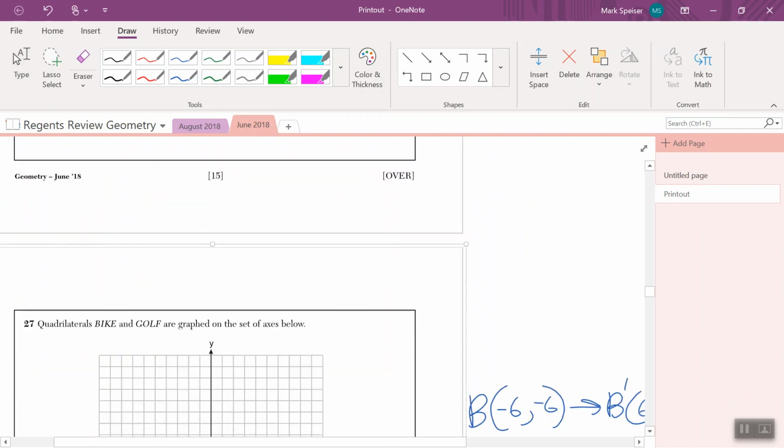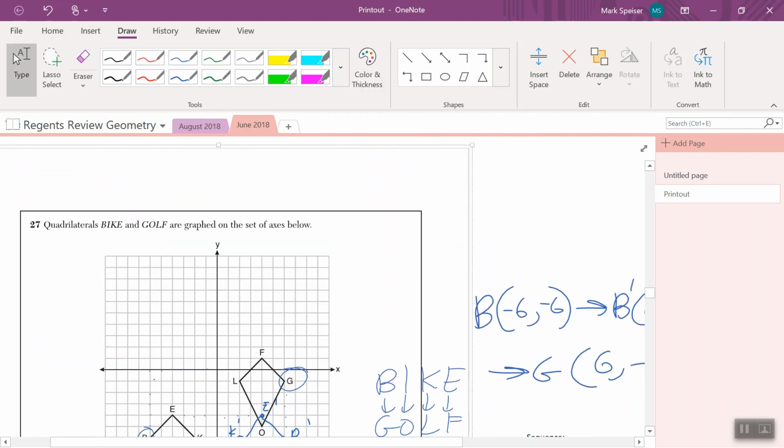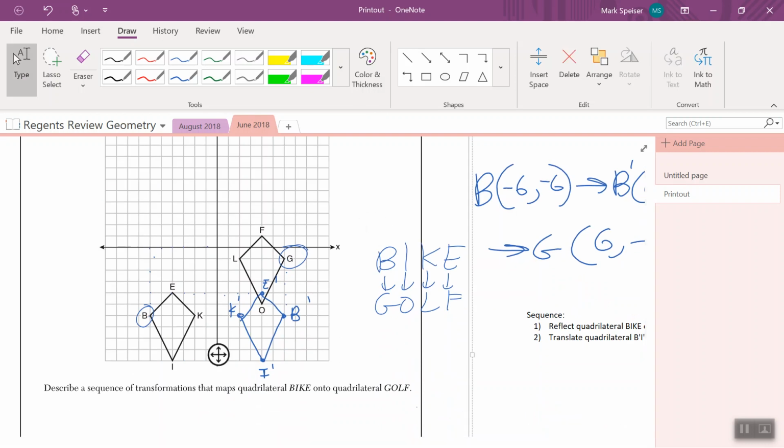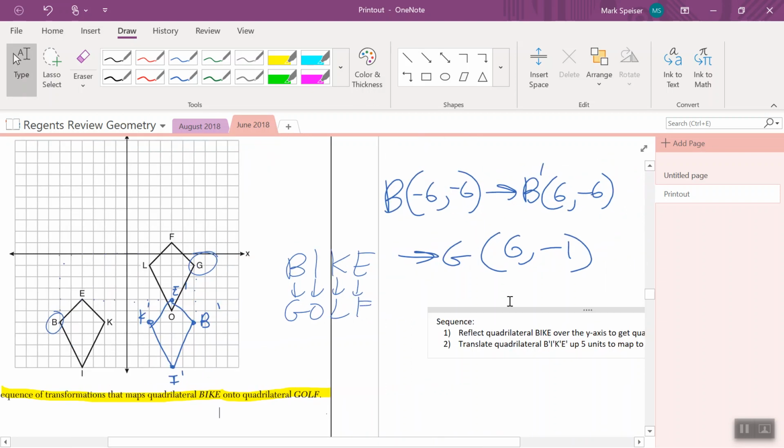Quadrilaterals BIKE and GOLF are graphed in a set of axes below. Determine a sequence of transformations that maps quadrilateral BIKE onto quadrilateral GOLF. So a good thing to do is write the two names one above the other. So B went to G, I went to O, K went to L, E went to F, and track the movements of one point. In this case I'm going to track the movements of B. So B went from negative 6 to B prime 6, negative 6 by a reflection over the y-axis.